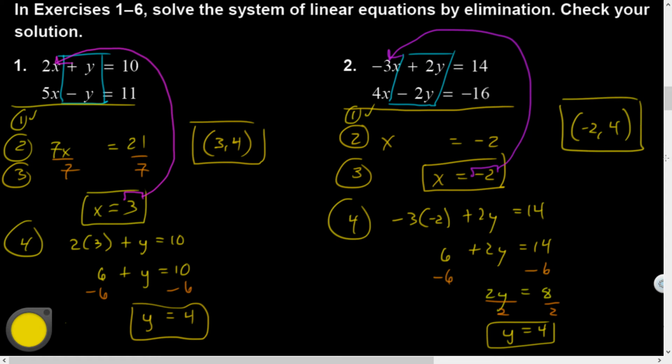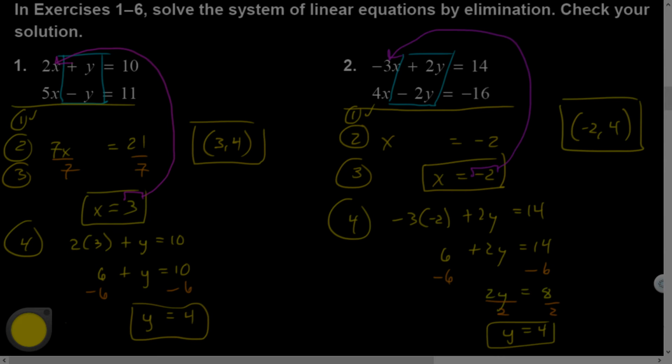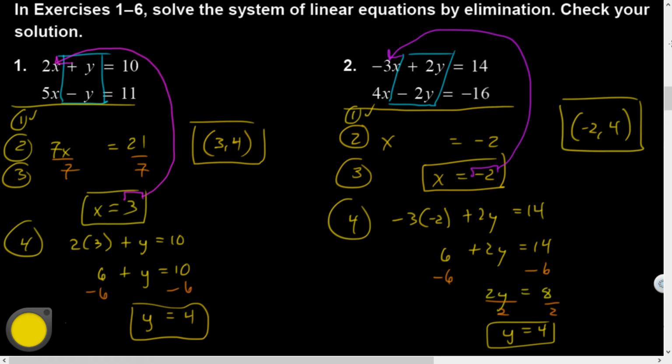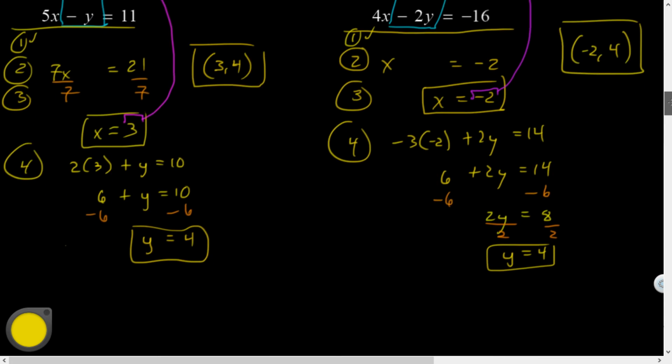Lovely, lovely. All right, let me do, yeah, both of these last ones are a little bit trickier. So we'll at least show you how to do those.